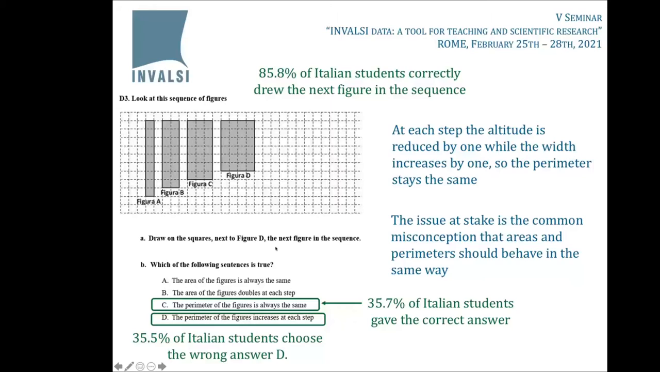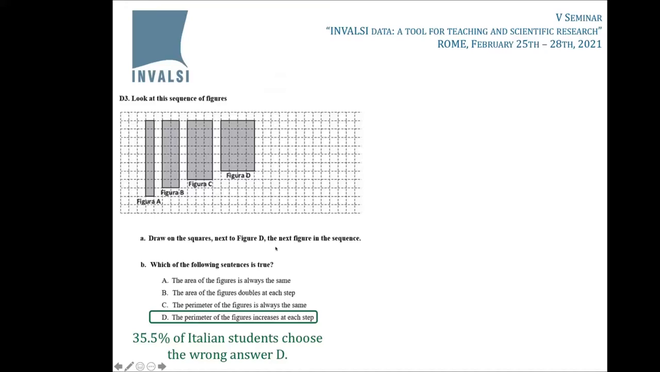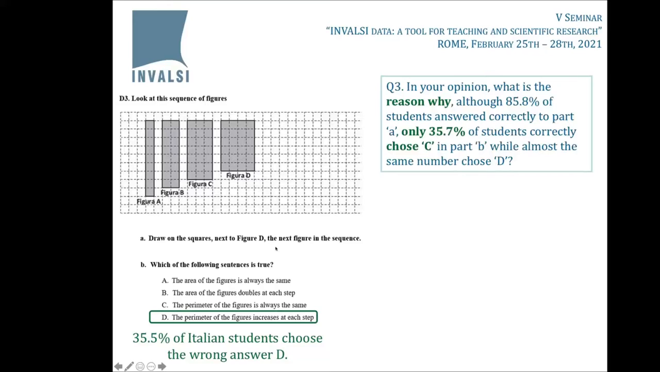However, literature shows that the construction of the meaning connected with the relationship between perimeter and area has not only an epistemological nature, but also a didactical nature. For this reason, in order to understand teachers' awareness of the origin of student errors, we asked participants to give their interpretation of the nationwide result. In particular, we asked them the reason why, although 85.8% of students answered correctly to part A, only 35% of students correctly chose C in part B, while almost the same number chose D.